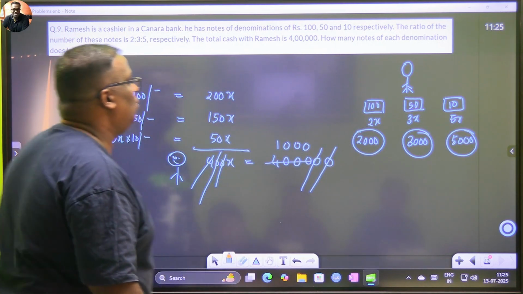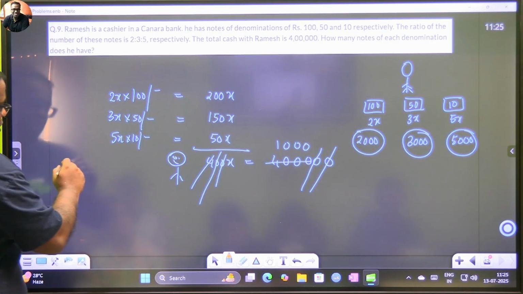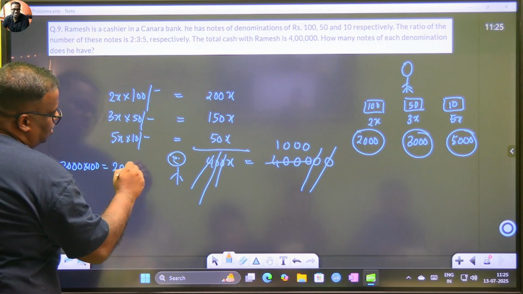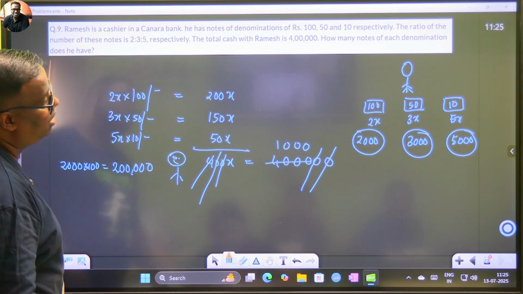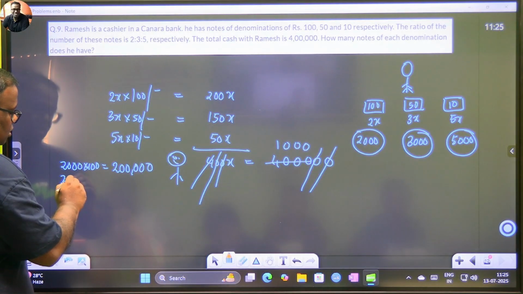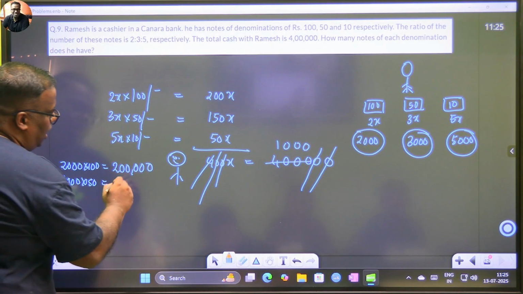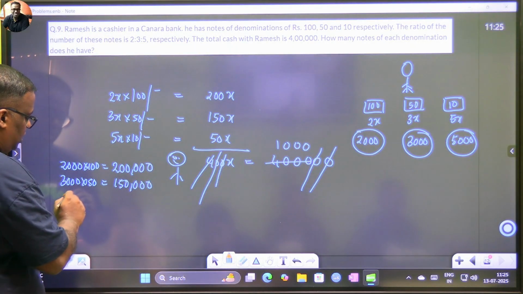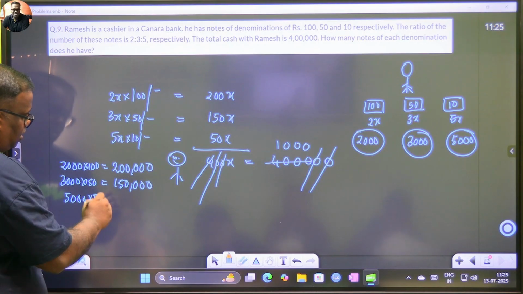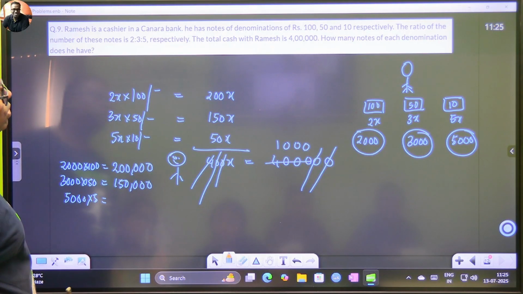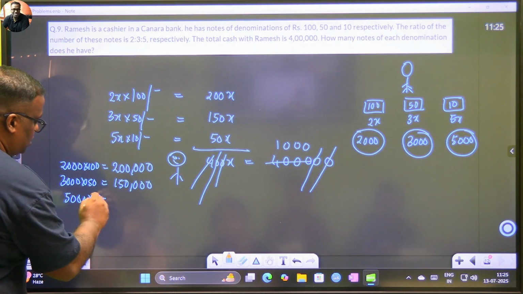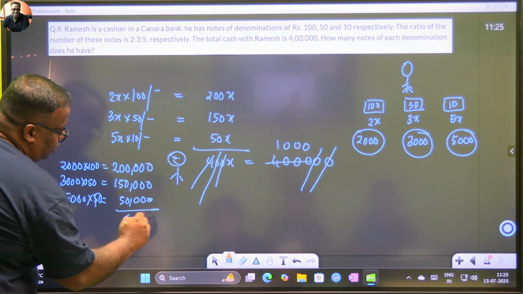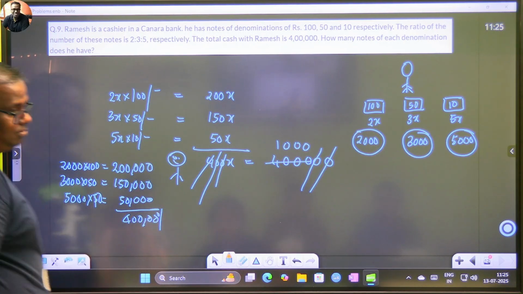Let us check whether the value is matching or not. 2,000 100 rupee notes gives me 2 lakh rupees. You agreed? Then 3,000 50 rupee notes is 1,50,000 rupees. And 5,000 10 rupee notes, so this is how much? 50,000. Yes, Ramesh is having 4 lakh with him. Valid. Problem is correct.